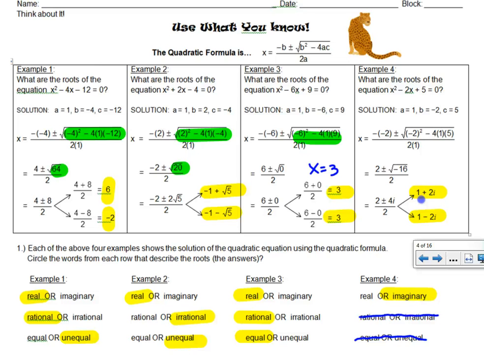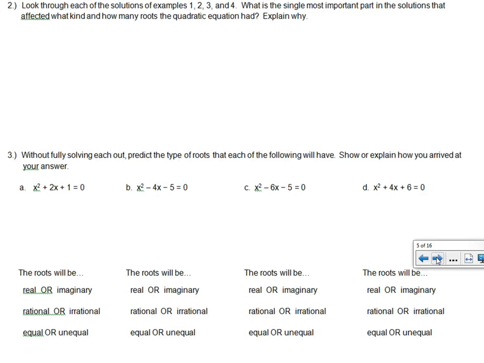If the number underneath the radical comes out to be a 0, well then your radical 0 is 0, and 6 plus 0 and 6 minus 0 are the same number. So therefore you get two of the same answers. And if the number underneath the radical is a negative number, then you know any negative number under the radical implies imaginary numbers. So that is the single most important part of the quadratic formula that's going to affect your final answer. So keeping that in mind, let's write that.